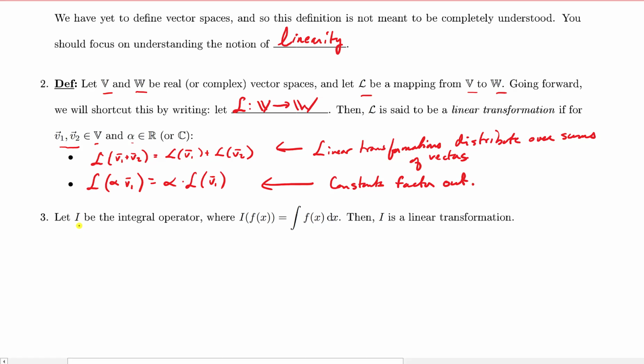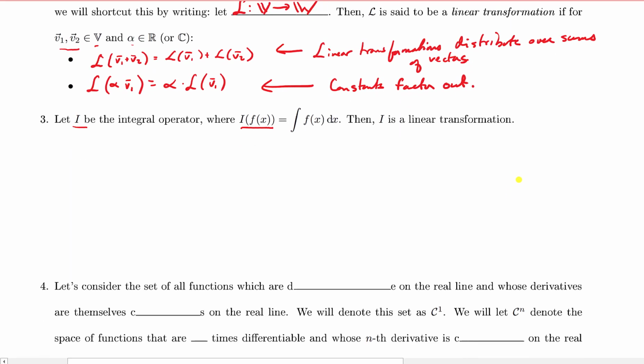So I'm going to let I be the integral operator, and I've given it sort of this strange way of expressing it, but it's going to be the traditional integral that you've always worked with, the Riemann integral from Calc 1. So what does it do? It takes a function and computes its antiderivative. Then my claim is that this is a linear transformation. Well, let's look at why.